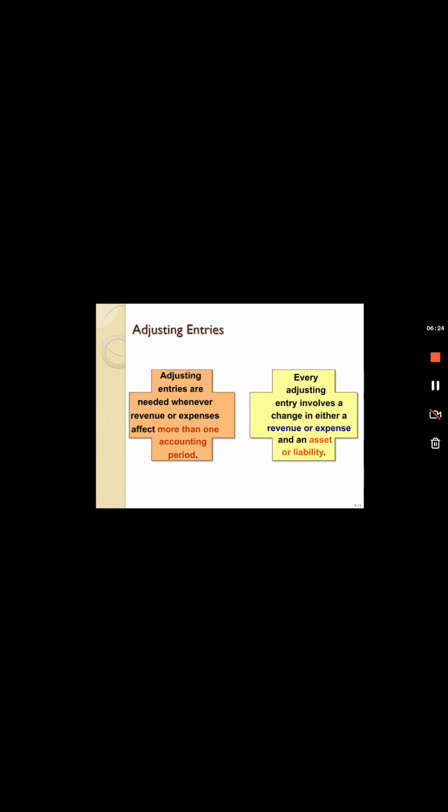Adjusting entries are needed whenever revenue or expenses affect more than one accounting period, and every adjusting entry involves a change in either a revenue or expense and an asset or liability.